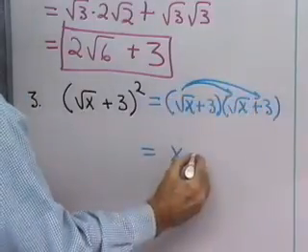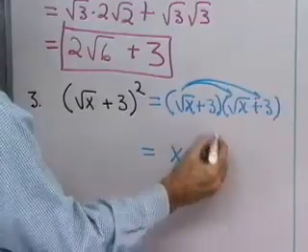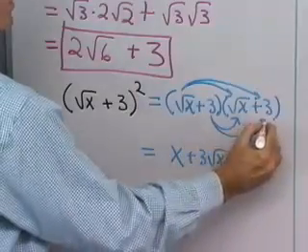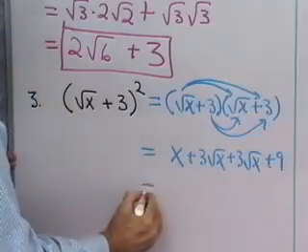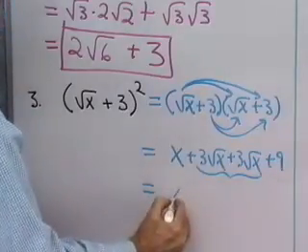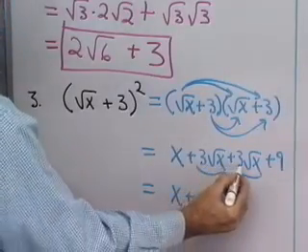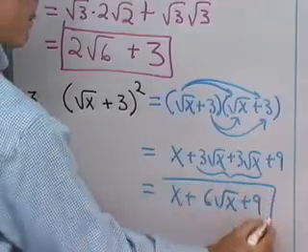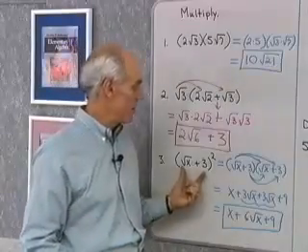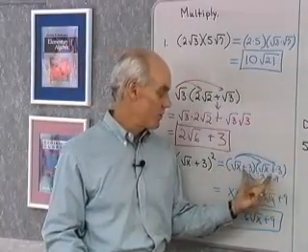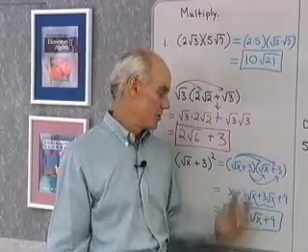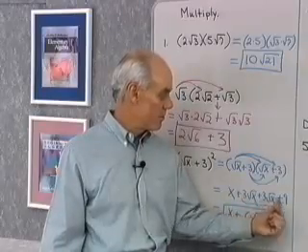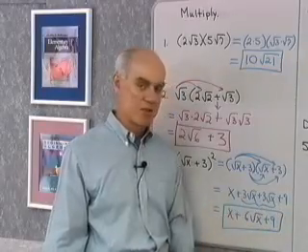Square root x times 3 is 3 square root x. 3 times square root x is 3 square root x. And 3 times 3 is 9. So I see I have two similar radicals right here. So I have x plus 3 square root x plus 3 square root x is 6 square root x plus 9. So I expand this expression in much the same way that I would expand two polynomials. Multiplying two binomials, I multiply each term here with each term here. Check to see that these are the 4 terms that you get, and then these two being similar add up to 6 square root x.